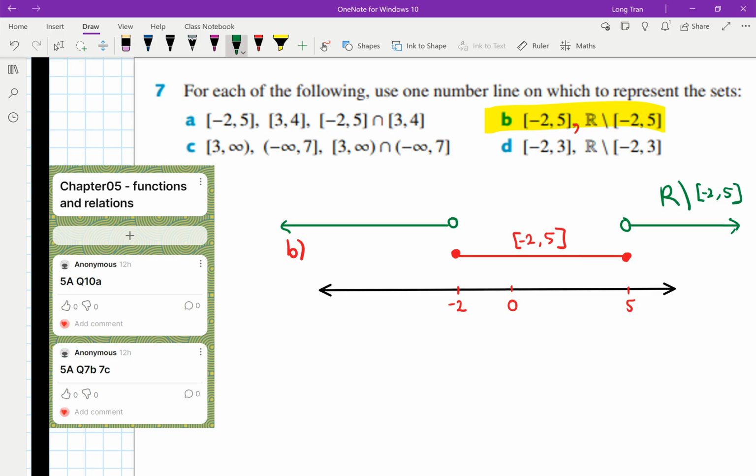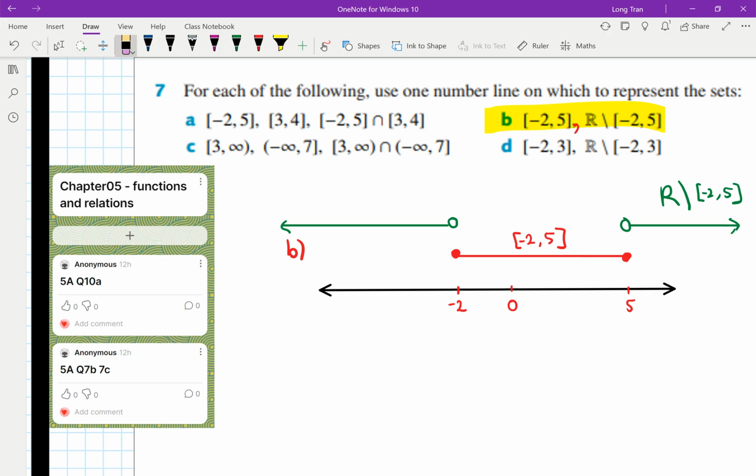If I did want -2, then it would have been an open bracket and say anything from -2 to 5, and that would imply that I am able to include -2. Then you would use a nice closed circle there, okay? So that there would indicate in green the second set. Okay, so that's what you would do for 7B. There are 2 sets, and they want you to illustrate that on a number line.